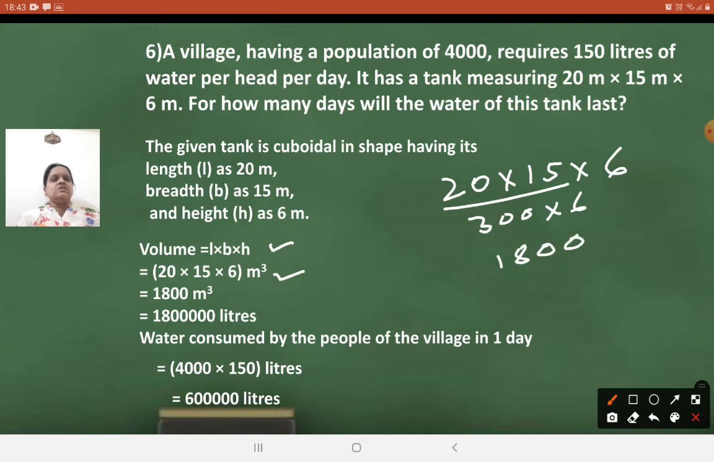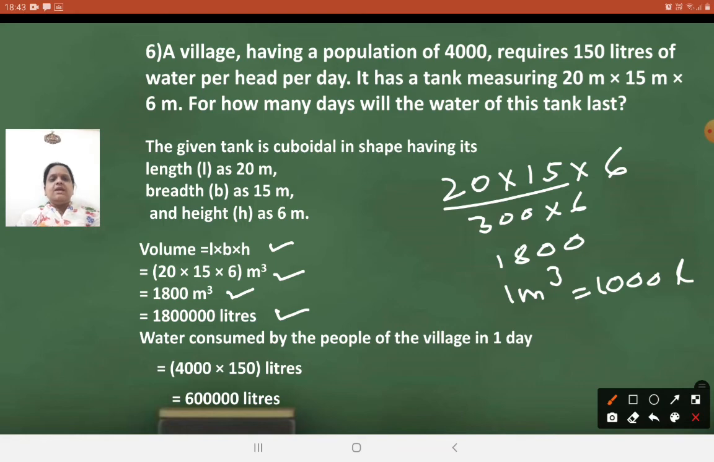So 1800. It is in meter cube. Again 1 meter cube equal to 1000 liters. Therefore 1800, if you multiply by 1000, you will get this many liters. So how many zeros are there? You just count: 1, 2, 3, 4, 5.